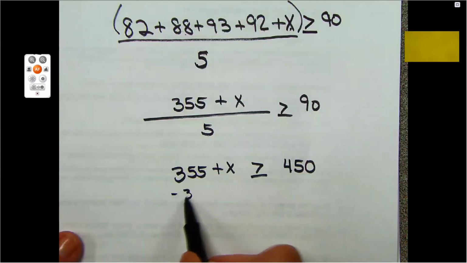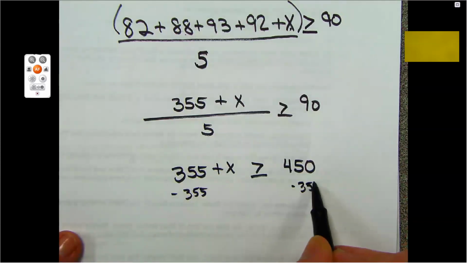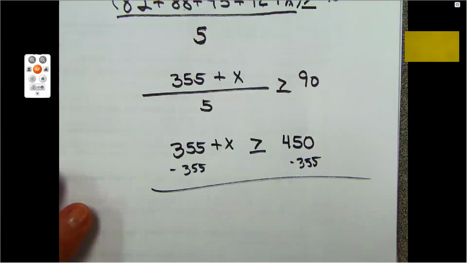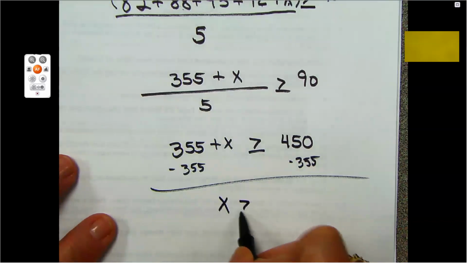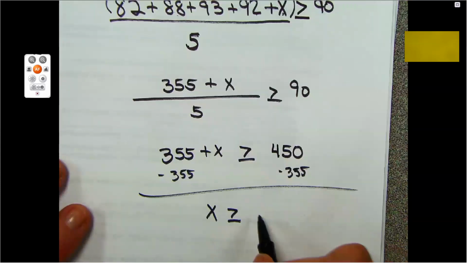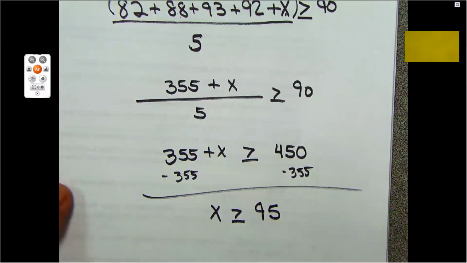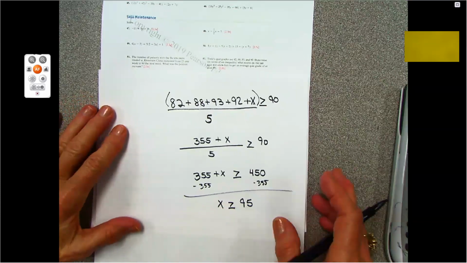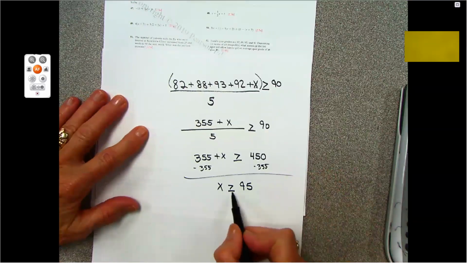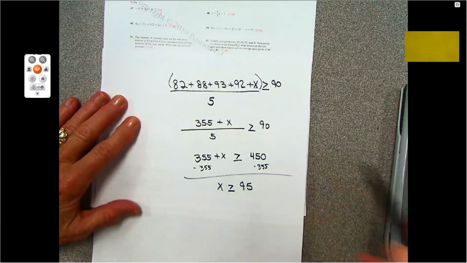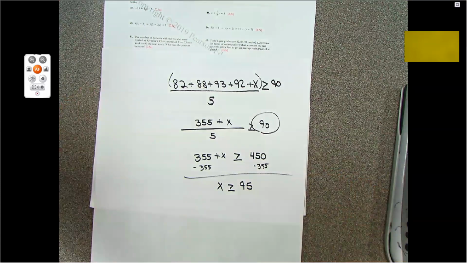Now I can subtract 355 from both sides. I'm using my multiplication and addition principles to solve equations. X is greater than or equal to 450 minus 355 is 95. So Todd's last test score must be at least 95 or greater to maintain his overall average of 90.